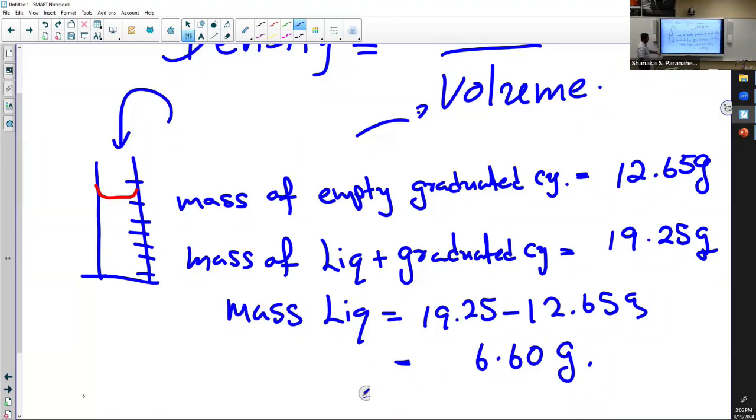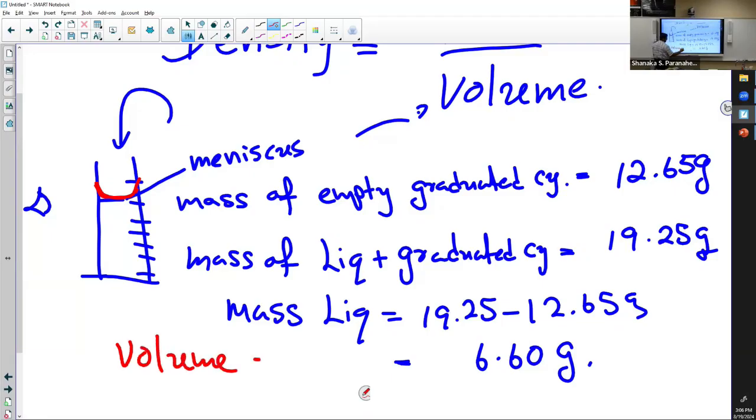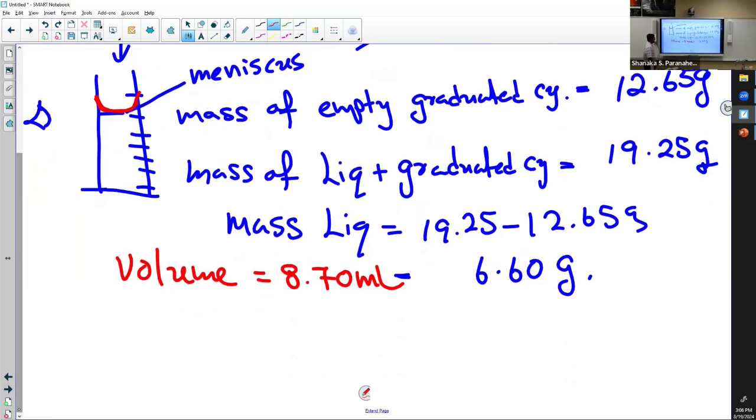Okay. The next one is the volume. We can read the volume directly from the graduated cylinder. We are going to keep our eye at the same level as the meniscus. This is called the meniscus. It has this concave up shape like this. We are reading the bottom of the meniscus. That's the actual volume. So let's say the volume of this liquid is 8.76 milliliters.